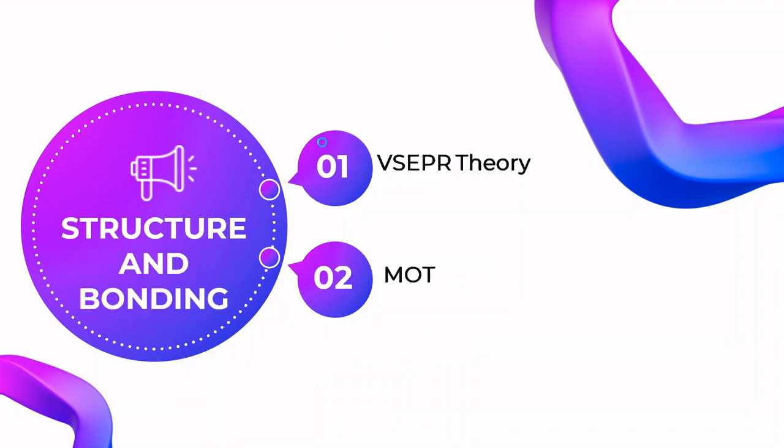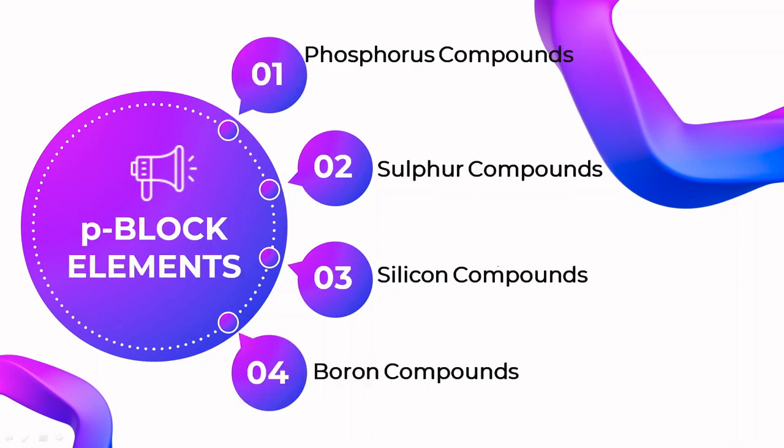Then move on to structure and bonding. There you have to know about VSEPR theory. Also learn MOT. There they will be asking you to calculate the bond order of N2, N2 plus, N2 minus, etc. So if you know the concept, you can just apply it and find out the bond order of any species. Then you move on to P block elements.